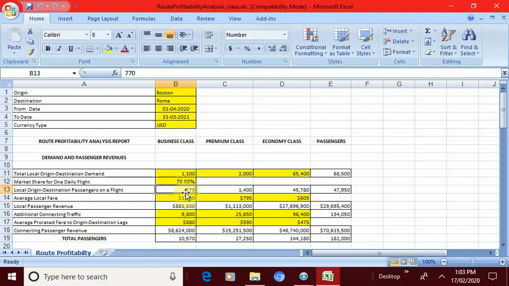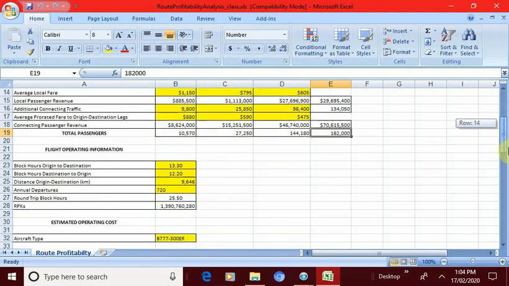These are the local passengers expected to fly, and these were the fares we entered, and local passenger revenues would be this much for each class, and then this is the final figure. And the additional traffic, we put the figures, and the connecting passenger revenue for each class would be this, and the final figure would be this. The total number of passengers for each class is this, and the total number of passengers over the period would be this. And this was input in the first screen.